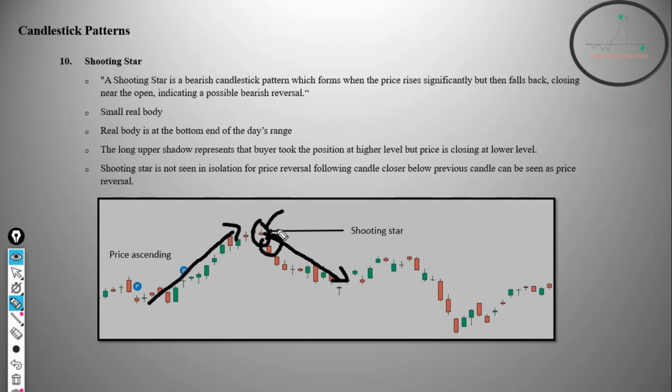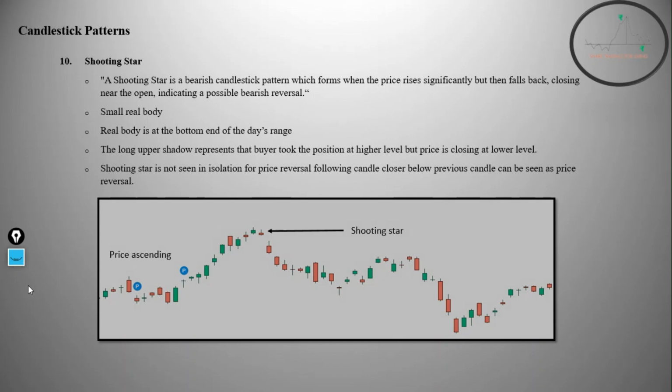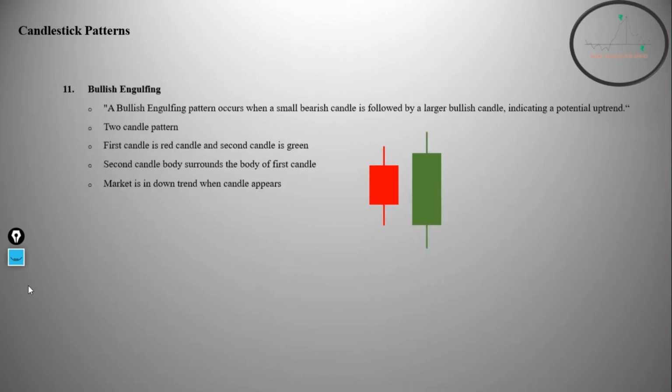If, for example, the following candle opens up green and closes higher than the previous candle, then this shooting star pattern is not confirmed for trend reversal. Then you'll have to wait for more confirmation, or more candles, and then take a trade, right? So let's move to the next pattern.